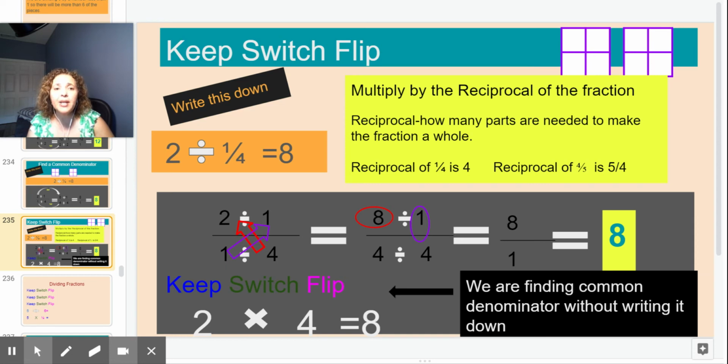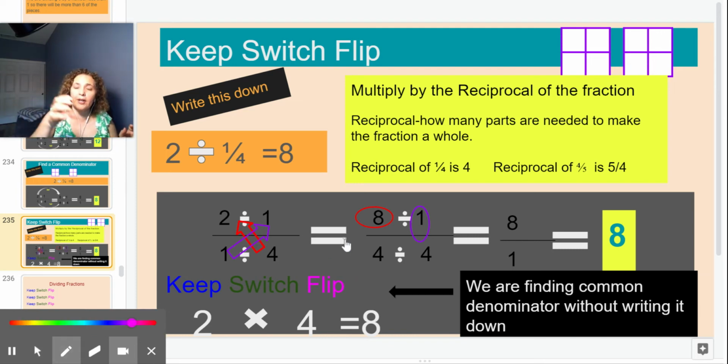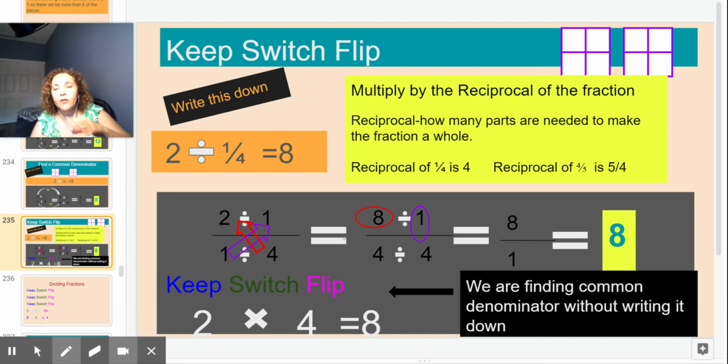Reciprocal are how many parts are needed to make the fraction a whole. In essence, that's what we're doing, right? Trying to make one of the fractions into a whole so I can easily divide. So the reciprocal of 1/4 is 4, or 4 over 1, right? It's the opposite. 4 over 1, 4 divided by 1 is still 4. The reciprocal of 4/5 is 5 over 4, okay? If I had 1/7, what would be the reciprocal?